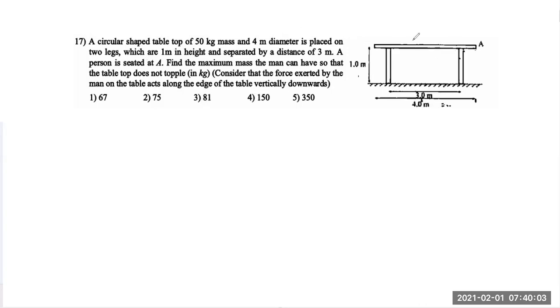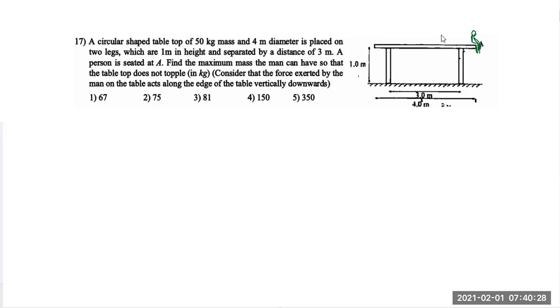A person is seated at A. So this is the person seated at A. Find the maximum mass the man can have so that the table does not topple. The answer should be in kilograms. Consider that the force exerted by the man on the table acts along the edge of the table vertically downwards. Okay.